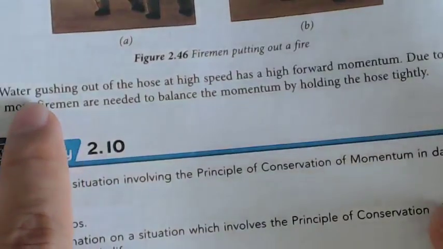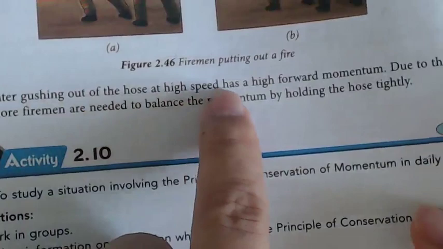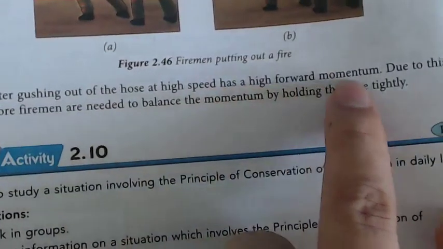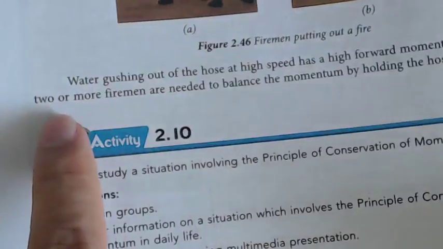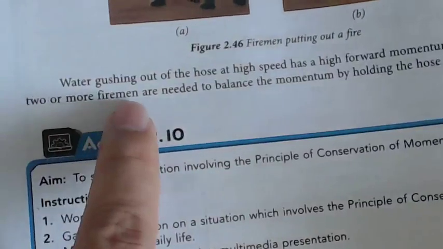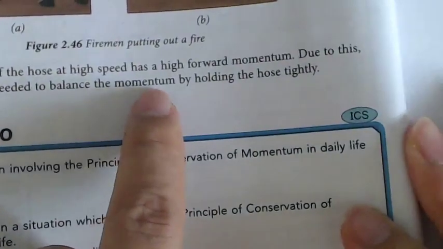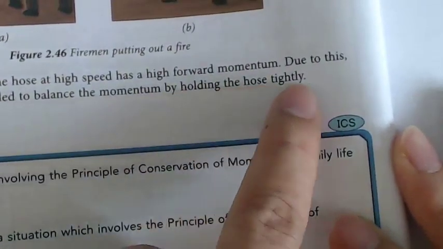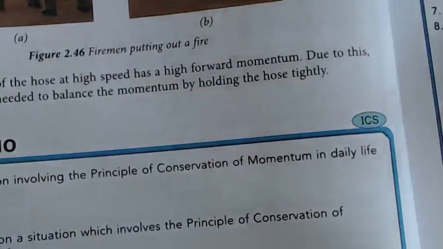Okay, what is this? Water gushing out of the hose at high speed has a high forward momentum. Due to this, two or more firemen are needed to balance the momentum by holding the hose tightly. Okay, this is how you say things about this.